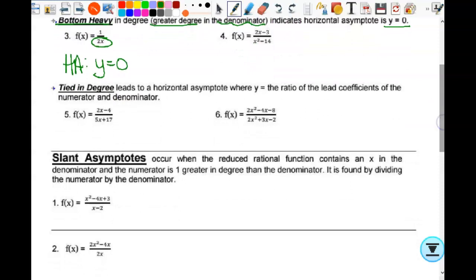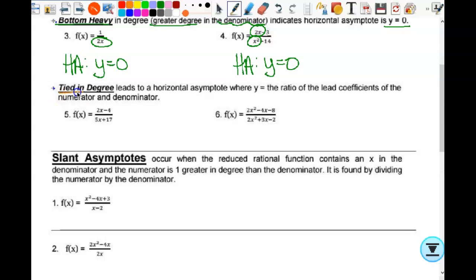I look at number 4. I've got a 2x in the numerator, x squared in the denominator. That tells me it's bottom heavy, which means that my horizontal asymptote, y equals 0. Right? Everybody okay with that? There's no tricks. It really is that easy.